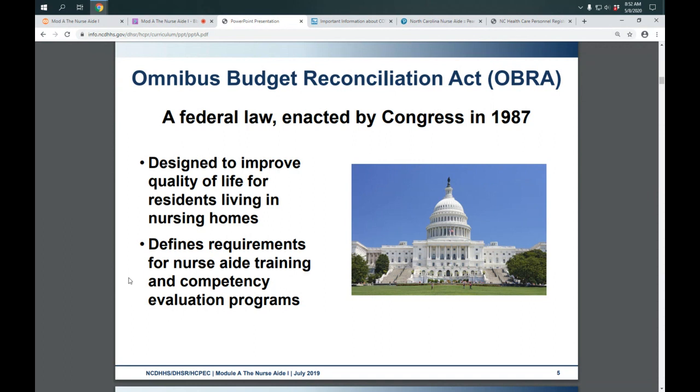Okay, so looking at your book or at your module, the second bullet says designed to improve the quality of life of residents that are living in a nursing home environment. So that's your key, is why they did it, is to improve that quality of life. And there are a lot of things that go along with this, and as you move through this whole program, you will see where we refer back to OBRA quite frequently.